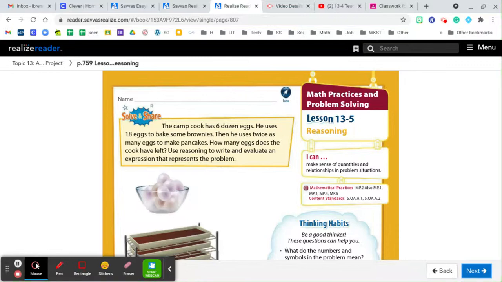All right, wrapping up topic 13. Today we're going to do some math practices and problem solving using reasoning.